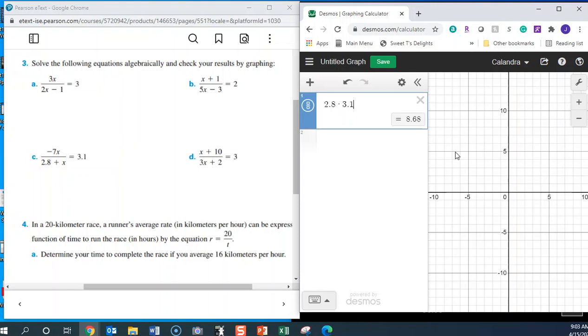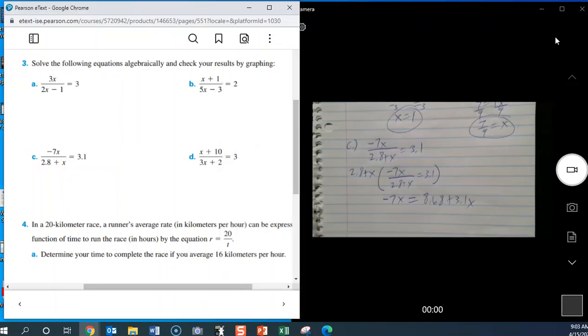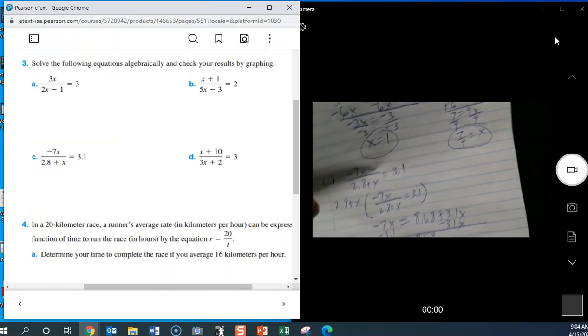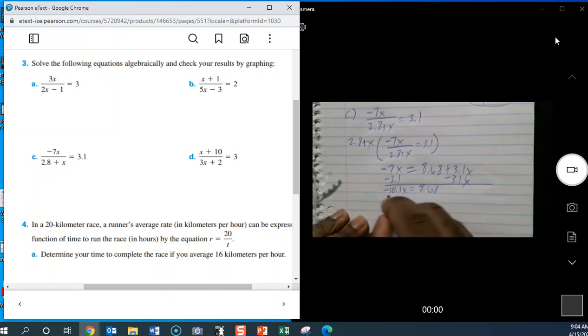And then plus 3.1x. Now we need to get all the x's on one side, so we'll subtract 3.1x on both sides. So this would be negative 10.1x is equal to 8.68. Now we divide each side by negative 10.1, and then x will be approximately, if we round to 3 decimal places, negative 0.859.